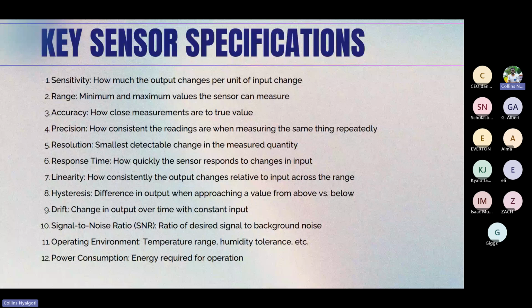Noise, or signal-to-noise ratio, is something that really affects analog sensors. Analog sensors usually pick up background noises, so it's the ratio between the desired signals and the background noises. Then operating environments: each sensor has its own operating environment, be it temperature, humidity, moisture, etc. The voltage it needs is not environmental, but it's another specification. Then power consumption, the energy required for the operation.